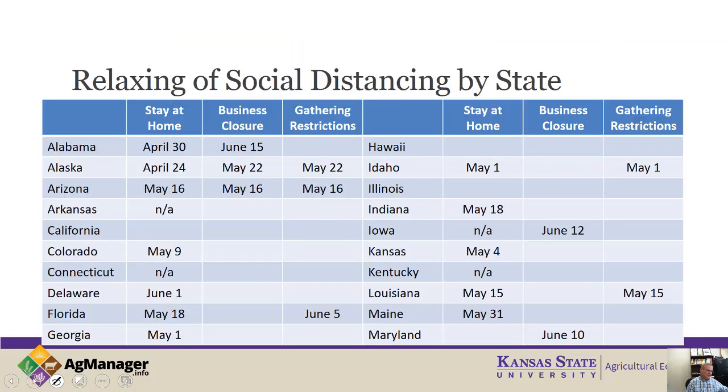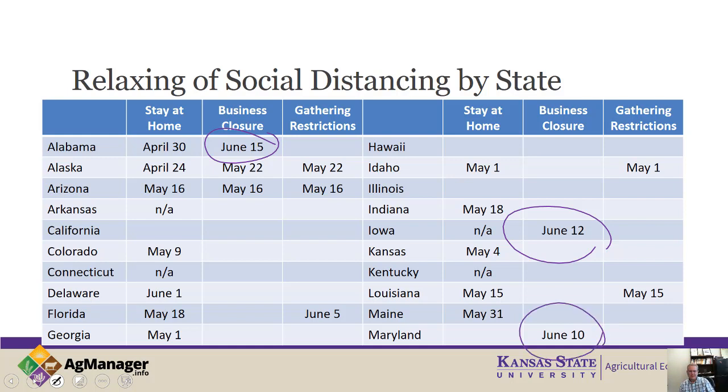In terms of the next thing we want to look at is gathering and social distancing. In terms of looking at this, Alabama, since last week, basically eliminated any business closures. In terms of looking at some of the other changes that have occurred in June, essentially Iowa eliminated business closures.